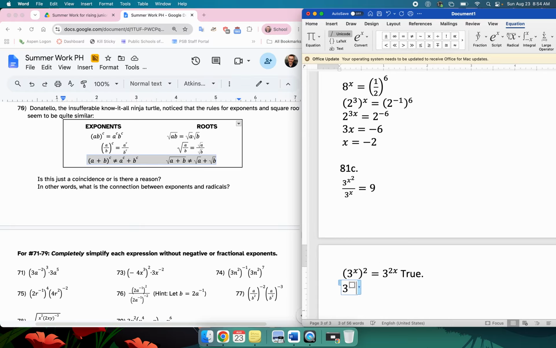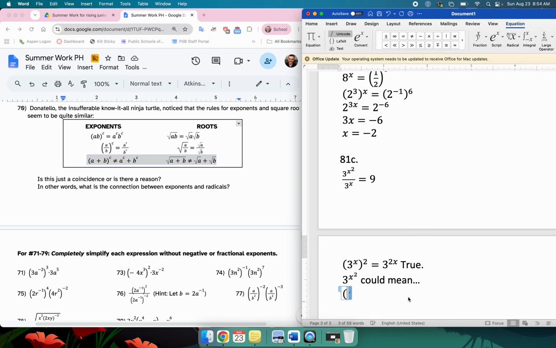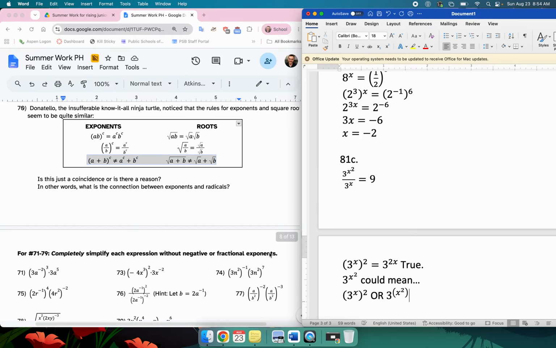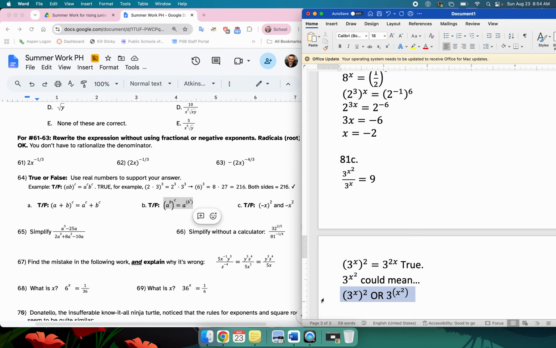But if that's true, then what about 3 to the x squared? What does that mean? Well, 3 to the x squared could theoretically be interpreted in two different ways. This expression could mean, in principle, either this, in which case it really would be just 3 to the 2x, or it could also mean 3 to the power of x squared, like that. And in the true-false question earlier, we tried to convey that these two expressions are not the same.